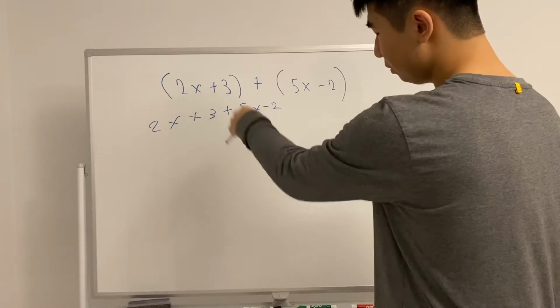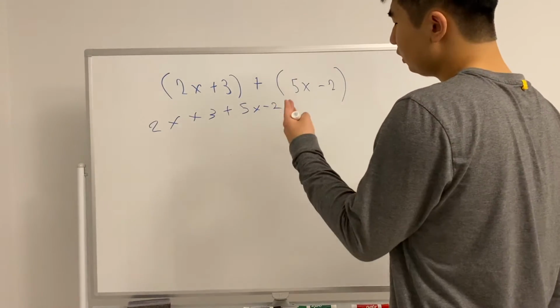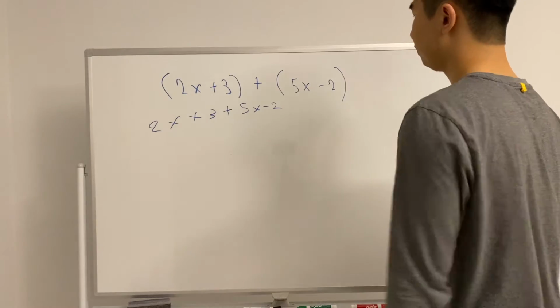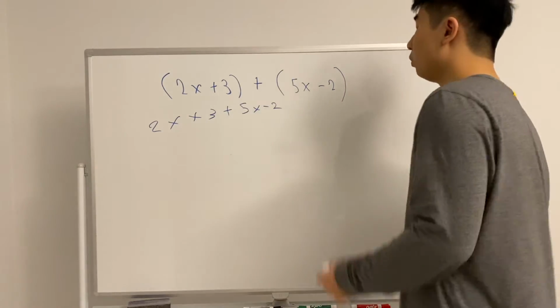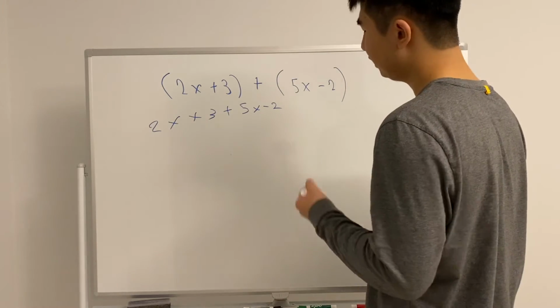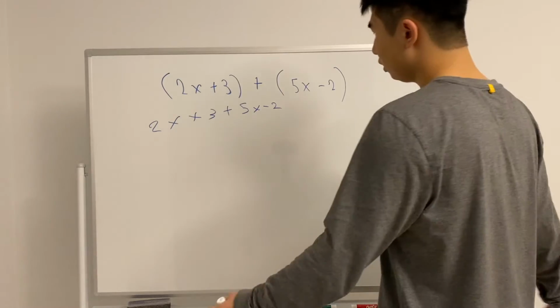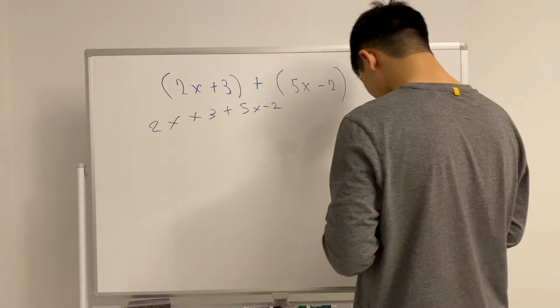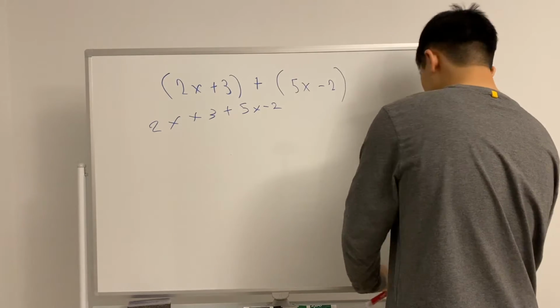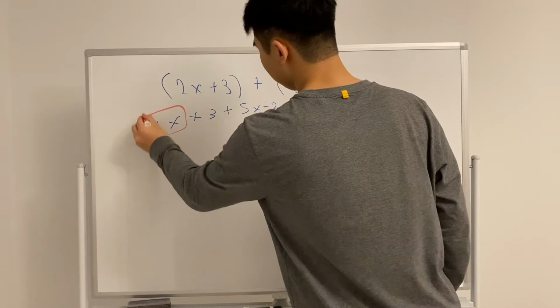Sorry for the messy handwriting, but you guys know where I'm coming from. To add these polynomials, you have to find the like terms. So what are like terms again? Well, like terms have the same variables and the same exponents. So like terms here are, I'll do this in a different color just to show you, the 2x and the 5x.